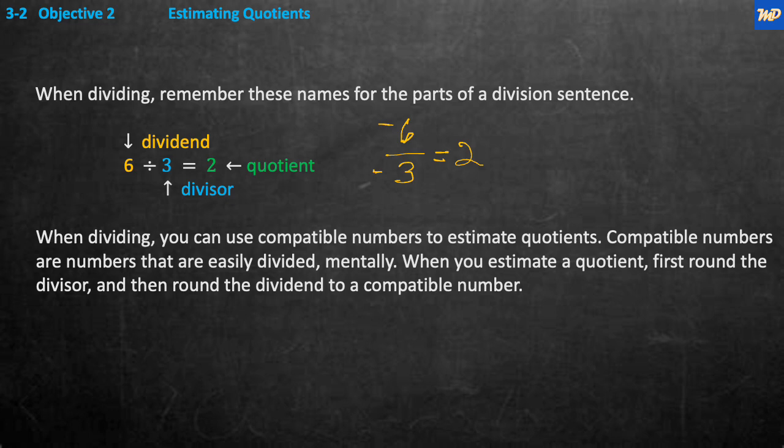When dividing, you can use compatible numbers to estimate quotients. Compatible numbers are numbers that are easily divided mentally. When you estimate a quotient, first round the divisor. So if this was 3.1 and 6.5, or 6.4, whatever the number is, you would round the divisor first, and then you round the dividend to a number that the divisor goes into easily. Okay, so when you estimate a quotient, first round the divisor and then round the dividend to a compatible number.